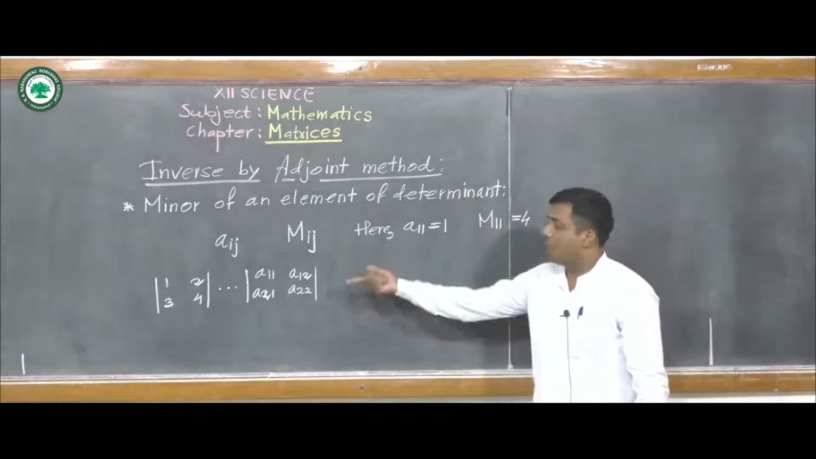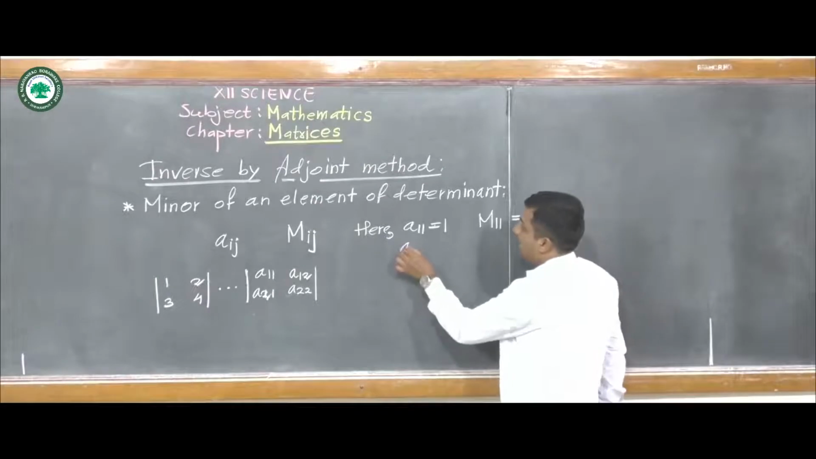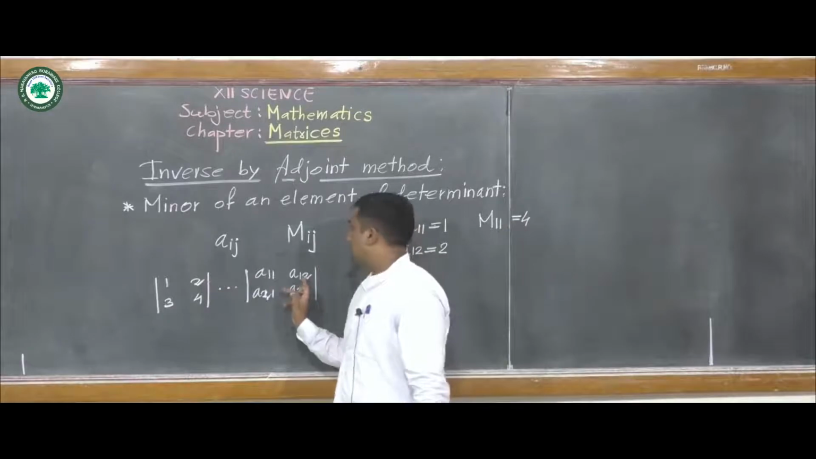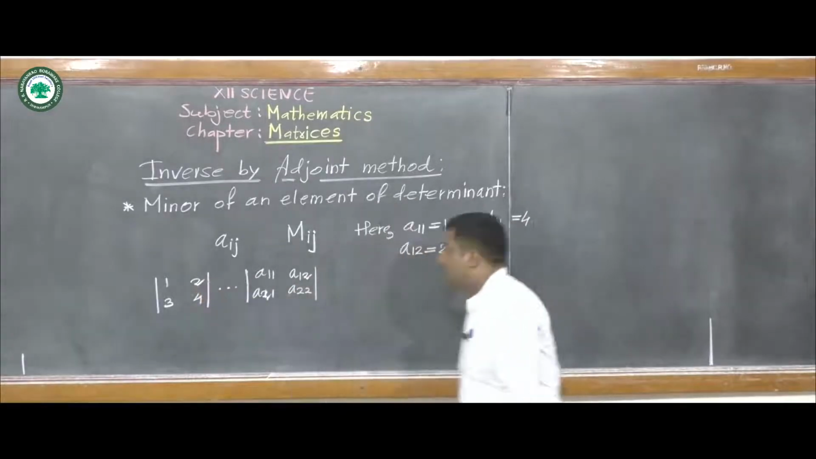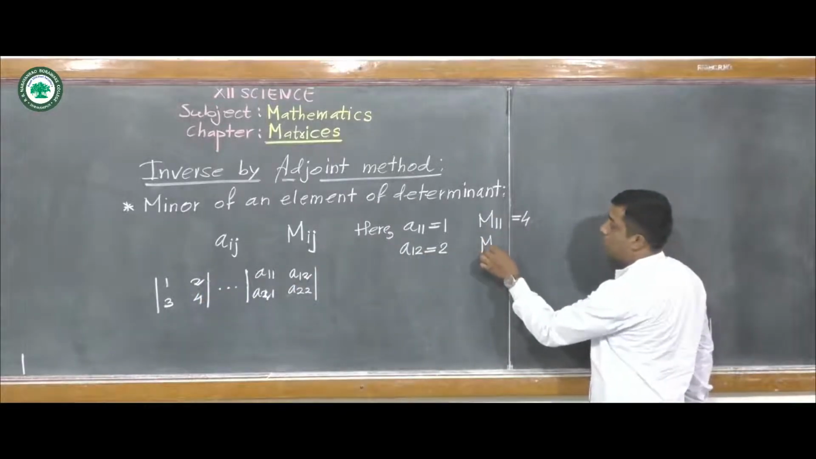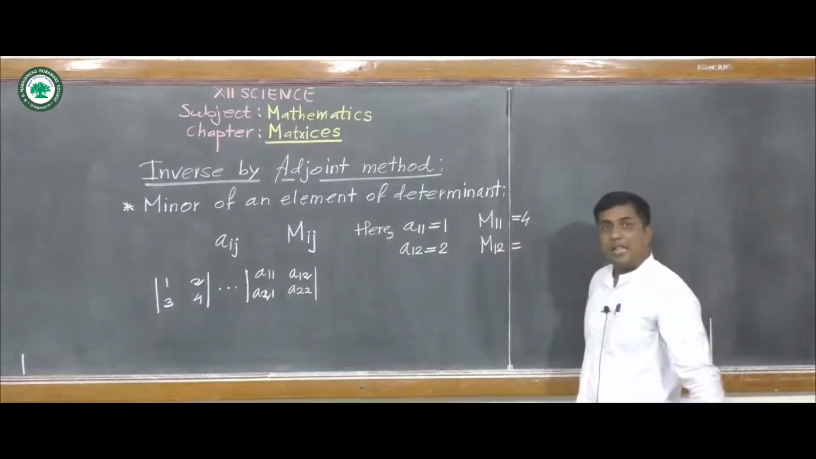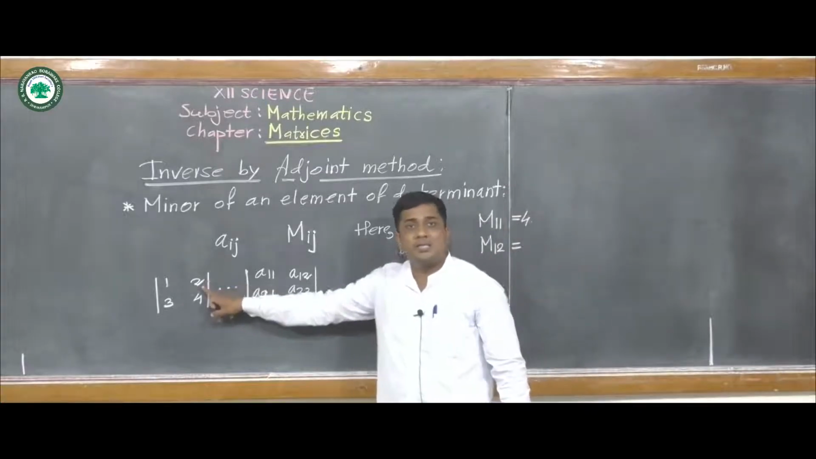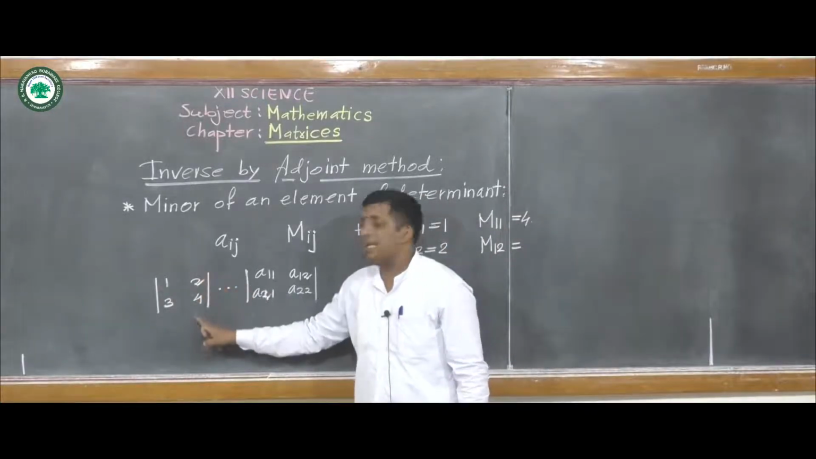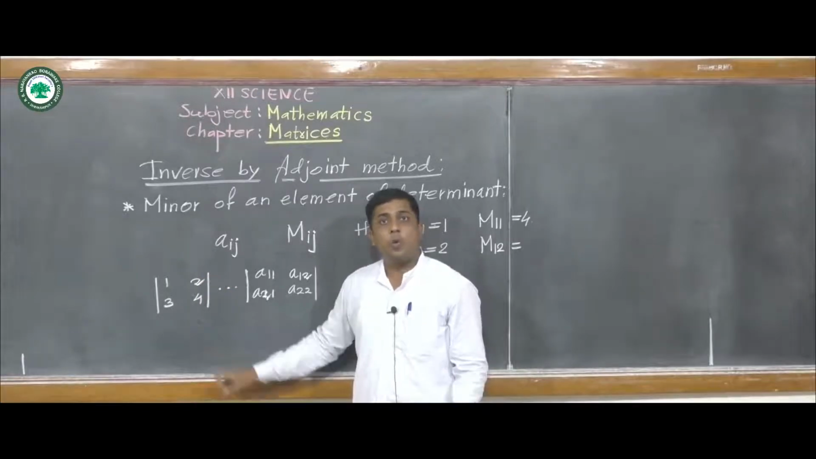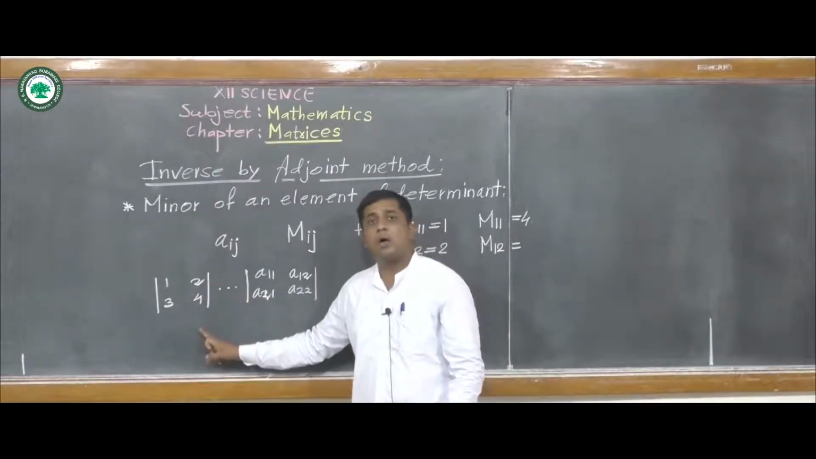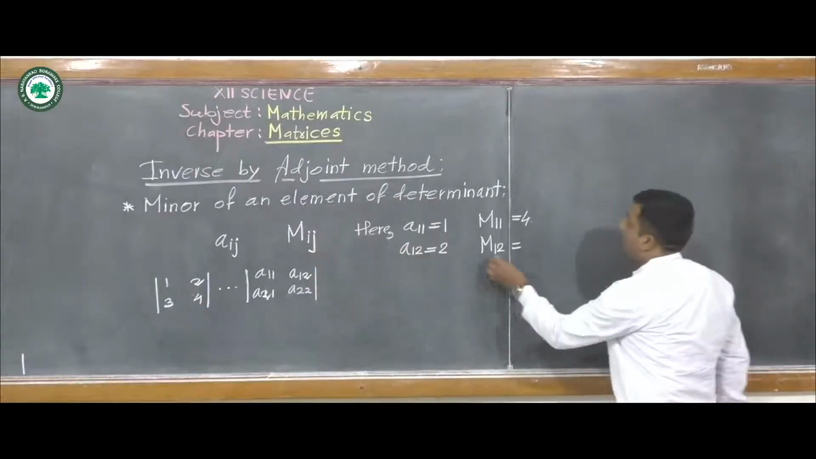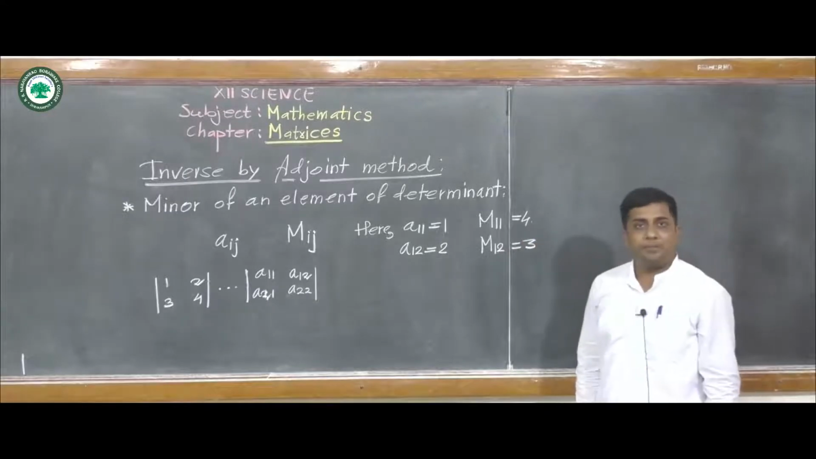Then we find the minor of the next element. Here A12 is equal to 2. The minor of A12 is denoted by M12. The position of this element is in the first row and second column. So we delete the first row and second column to find the minor. Only 3 remains. So M12 is equal to 3.